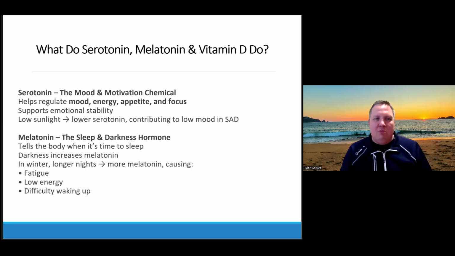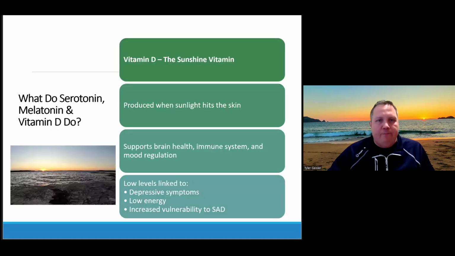Melatonin, the sleep and darkness hormone, tells the body when it's time to sleep. Darkness increases melatonin. So in winter, with longer nights and shorter days, there's more melatonin, which helps make you feel fatigue, low energy, and difficulty waking up.